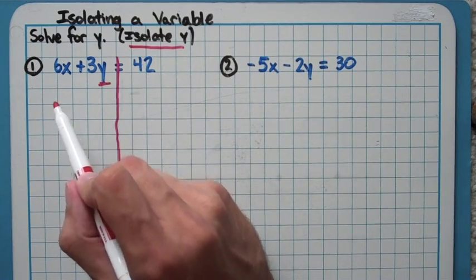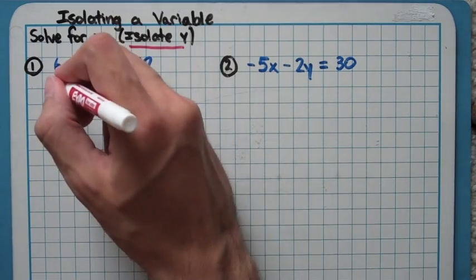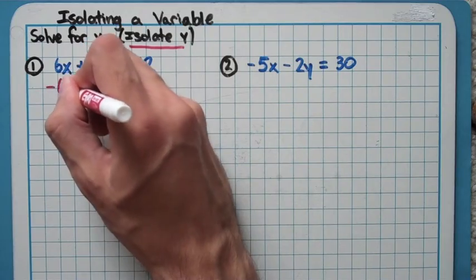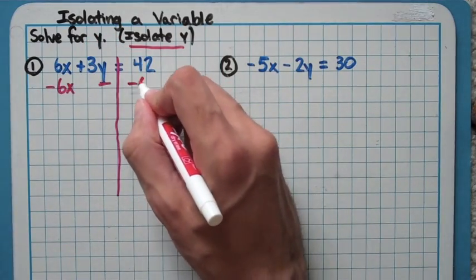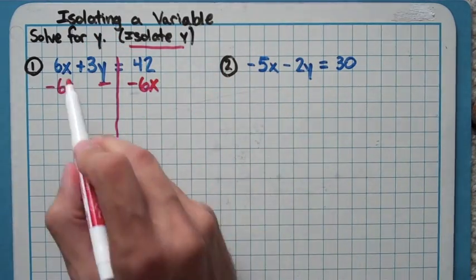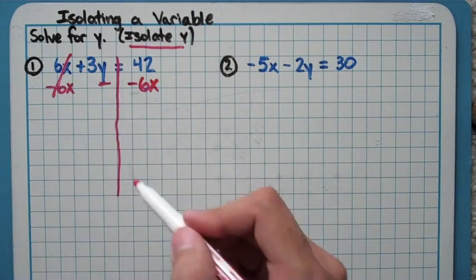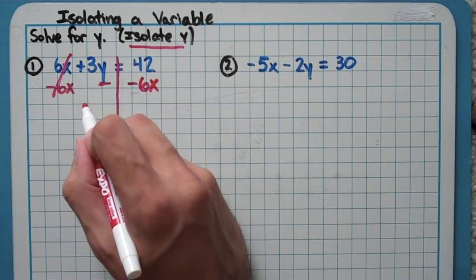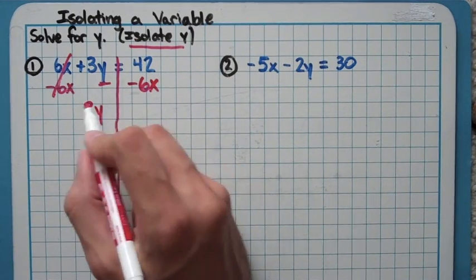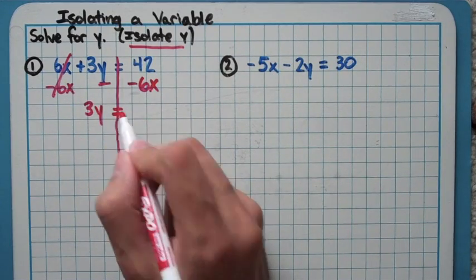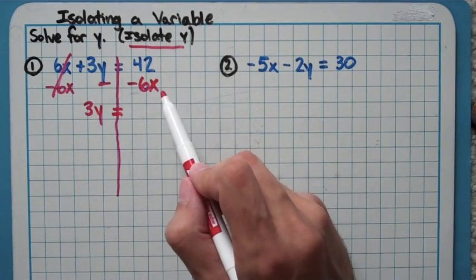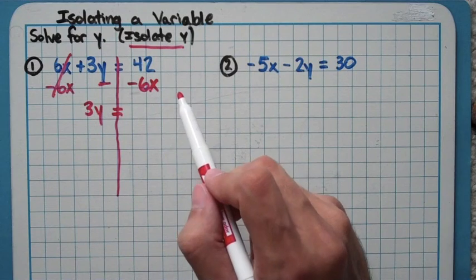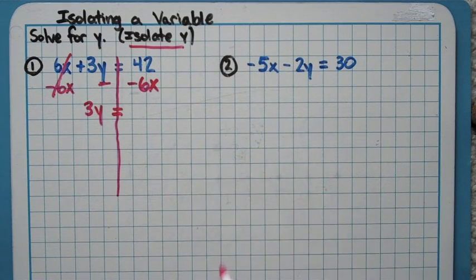The way we move away a positive 6x is by subtracting 6x on both sides of my line. It's just 6x sitting there. You subtract it and it goes away. All that's left over here is 3y, positive 3y. And on this side, 42 and 6x are not like terms. You cannot combine these. Please do not make that a 36x or a 36. You are not allowed to combine them.